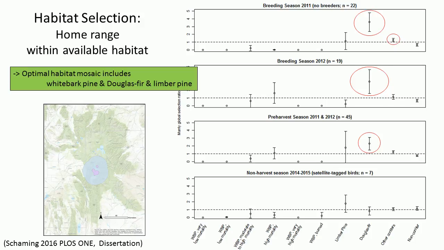But either way, what seems to be optimal is a habitat mosaic, which includes whitebark pine and Douglas fir and limber pine. Just to clarify, that was when I was looking at habitat selection of the home range within the available habitat. And when I say within available habitat, that was the habitat within 32.5 kilometers, which is the distance that Teresa Lorenz found that Clark's nutcrackers were traveling from their summer home range to go harvest seeds, which they would bring back to that home range.